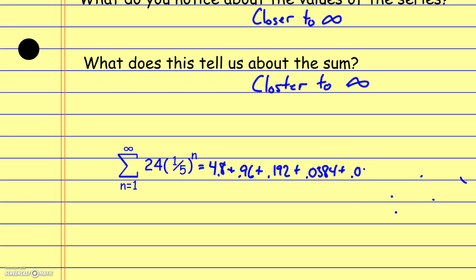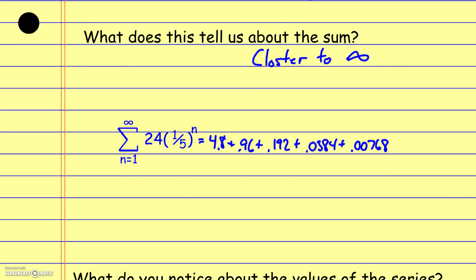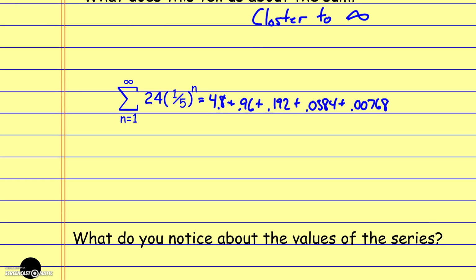The next term would be 0.00768. All right? So we can kind of see something happening here. It's not quite what happened before. So what do we notice about the values of the series? Well, if I look at the value of each term as I start to plug in more and more terms, now the terms are getting smaller and smaller and smaller, and the pattern is as I'm dividing by 5 each time, so they're getting smaller and smaller. So instead of heading to infinity, this one's actually heading to 0.